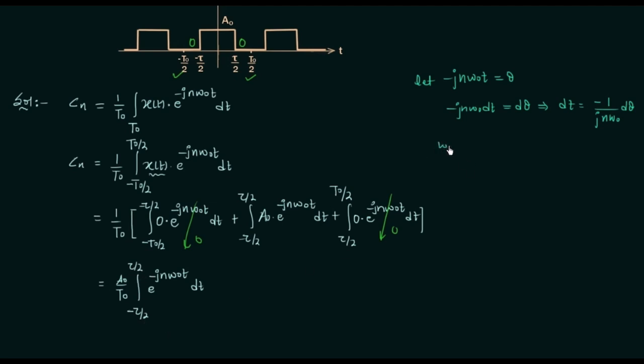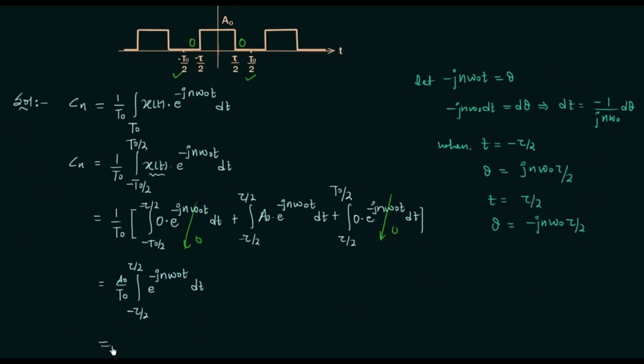So when t is equal to minus tau by 2, put t equal to minus tau by 2 here, and we will have theta equal to jn omega naught tau by 2. And when t is equal to tau by 2, theta is equal to minus jn omega naught tau by 2. Now we will put these values in our integration and let's see what we have.